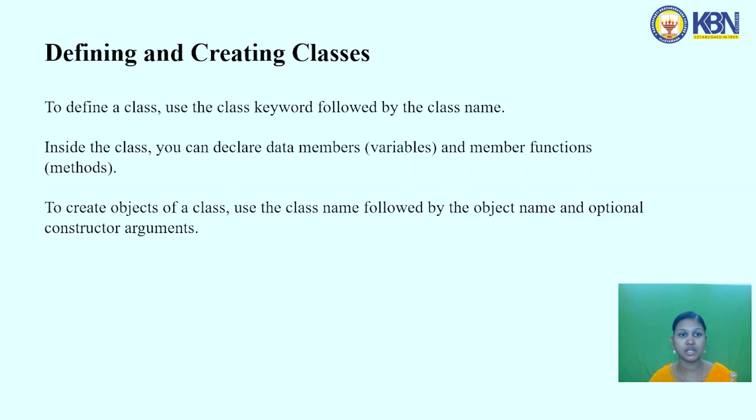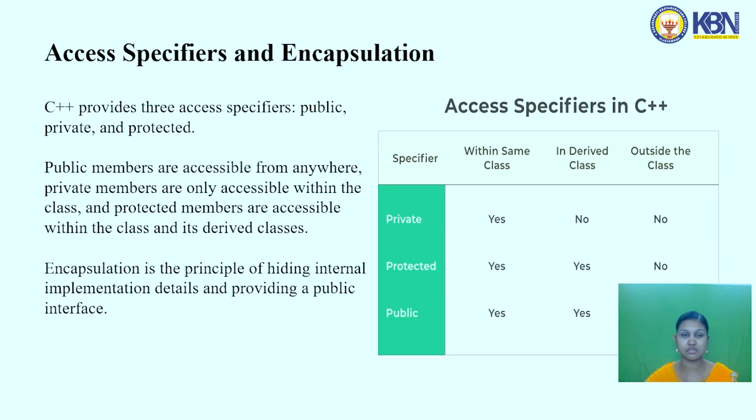How to create a class? You use the class keyword, and after the class keyword you follow with the class name. Inside the class you declare variables; those variables are known as data member variables. In the method declaration, you create functions; those functions are known as member functions. You can create objects of a class, using the class name followed by the object name and constructor arguments.